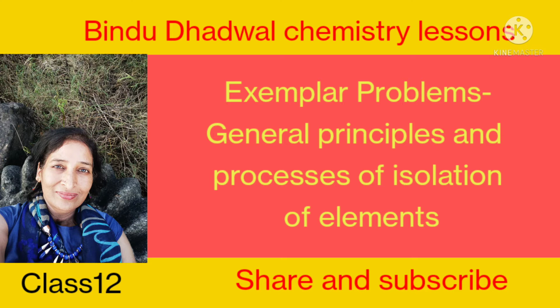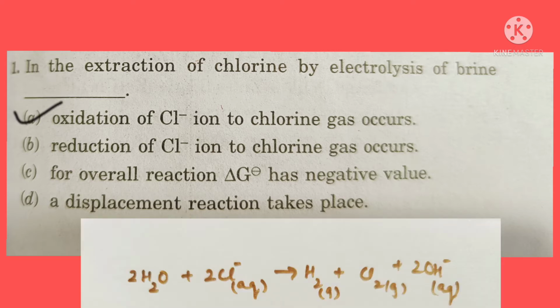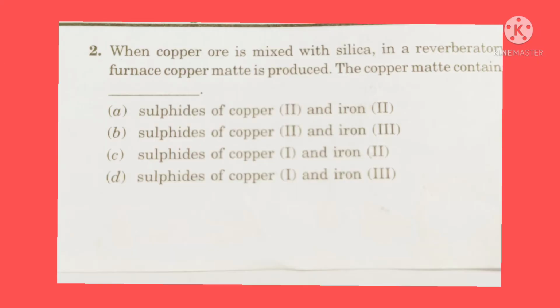Today we'll do exemplar problems on general principles and processes of isolation of elements. In the extraction of chlorine by electrolysis of brine, oxidation of chloride ion to chlorine gas occurs. The reaction is water plus chloride ions gives hydrogen plus chlorine gas plus hydroxide ions.